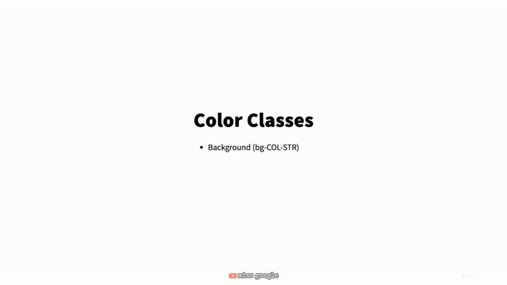So for example, there is a background color class called BG, and then you specify the color and then a strength. And in the same way, the other most common one is the text color. So you do the text class and then a color and then a number for the strength. But there are lots more all over the documentation.